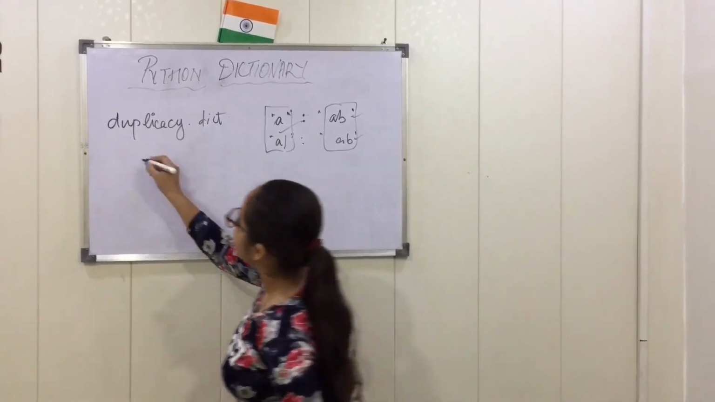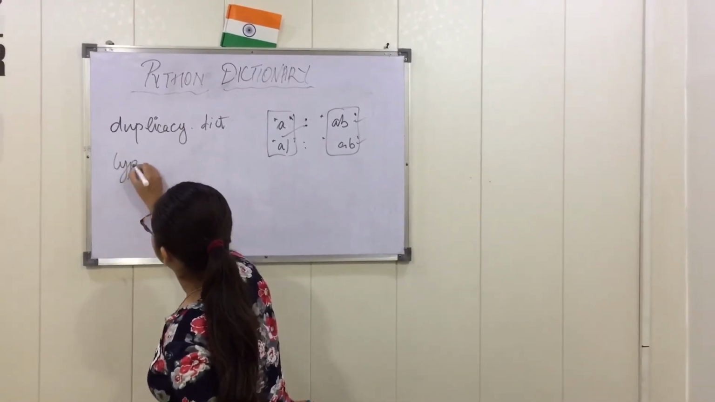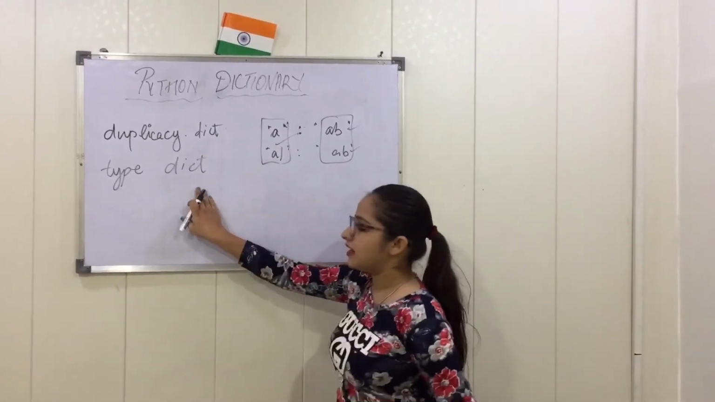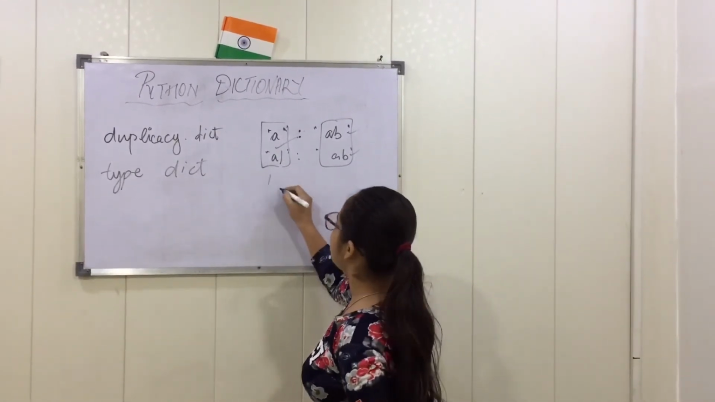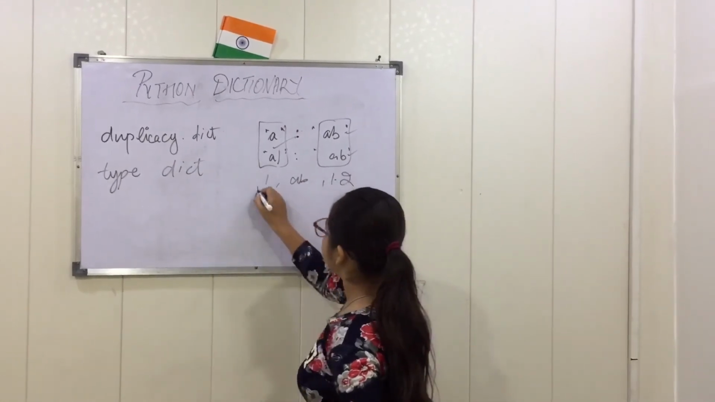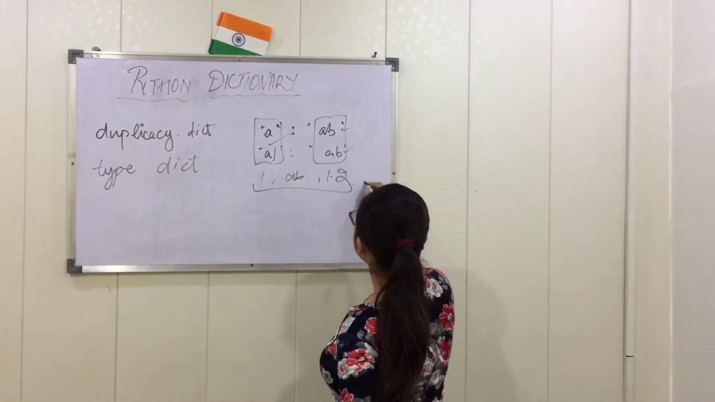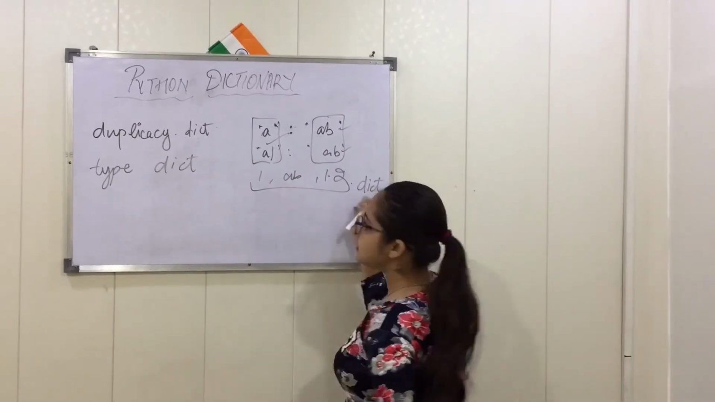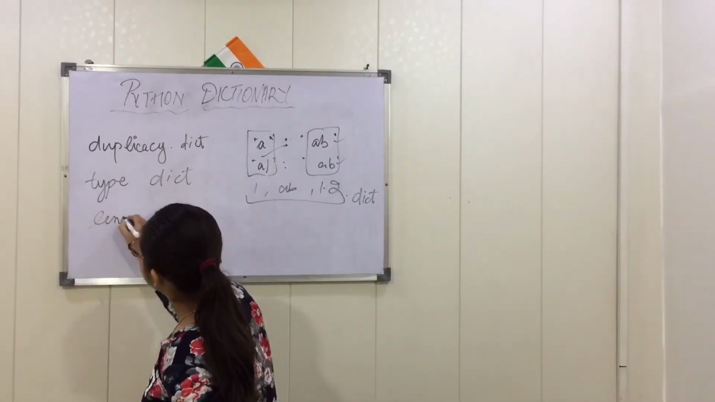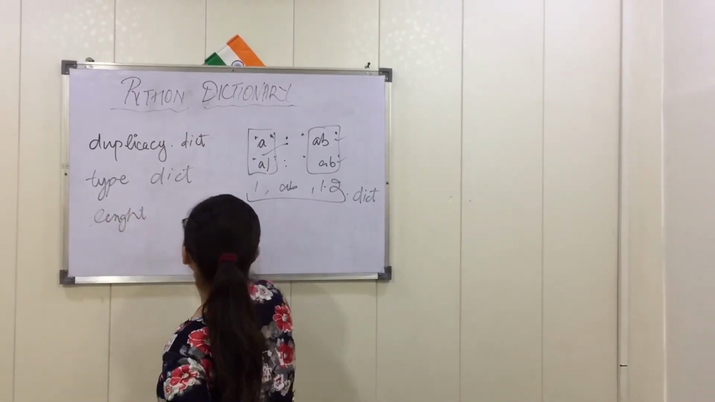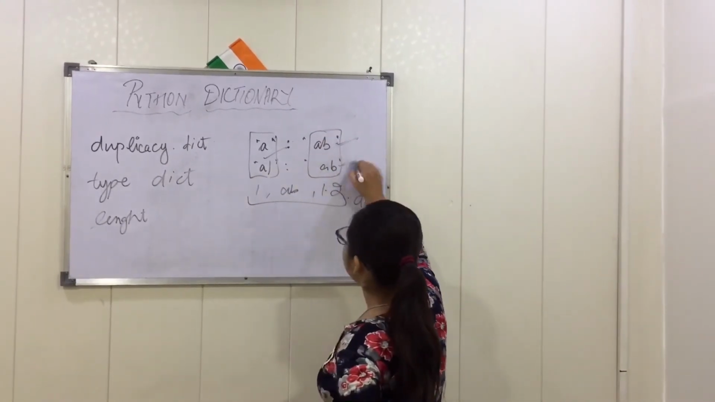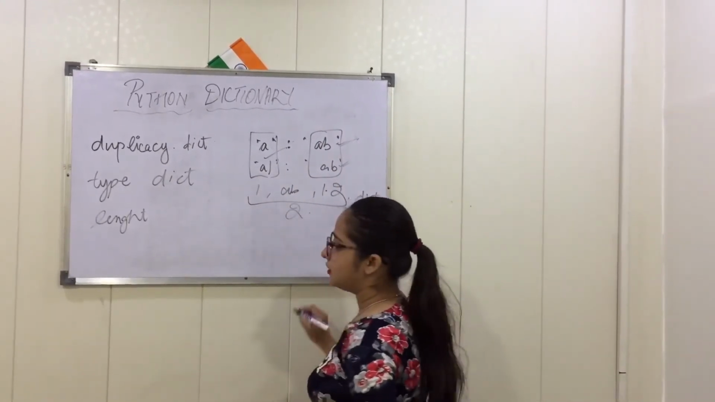The second one is type. Type dictionary refers to, if I take value 1, AB or 1.2, the types are different, but the type of the whole thing is known as dict, that is dictionaries. The next one is that we can also find the length of the dictionary. Suppose the length of this dictionary, AB and AB, is 2.